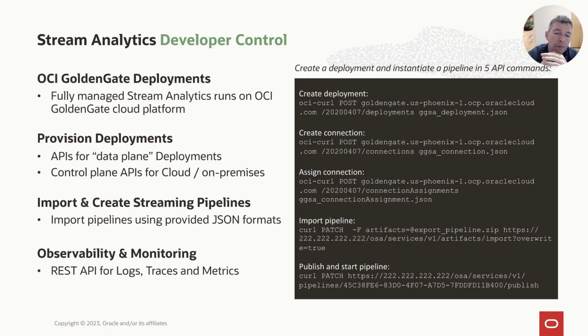Oracle Stream Analytics provides different ways to automate provisioning and setup. As part of our OCI GoldenGate framework, Stream Analytics can run on a fully managed environment similar to autonomous services. We manage resources, patching, scaling, and maintenance. You can use Terraform, Chef, Ansible, or other configuration management tools, or directly call our REST APIs, or, for example, OCI CLI to set up and manage your environment, provision deployments, import or create streaming pipelines, or observe and monitor the health of your deployments.